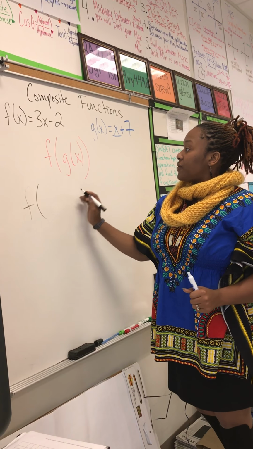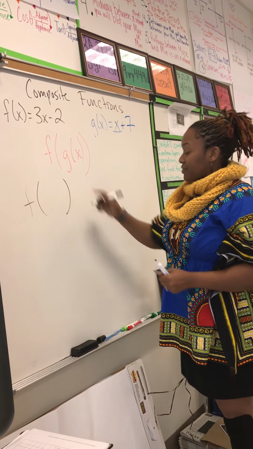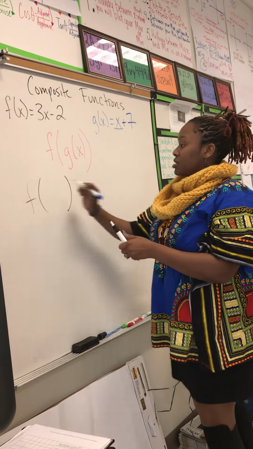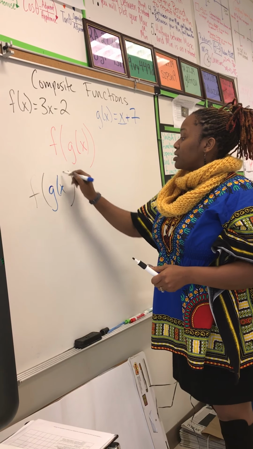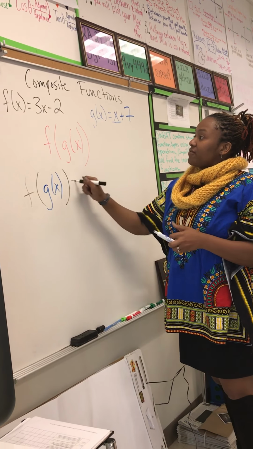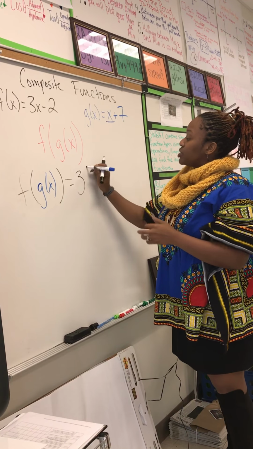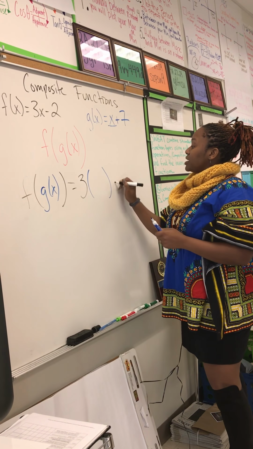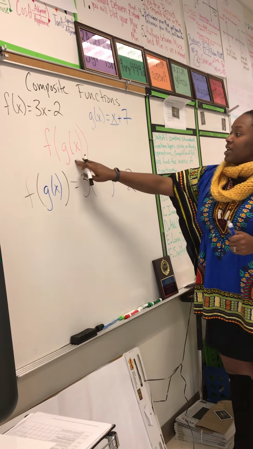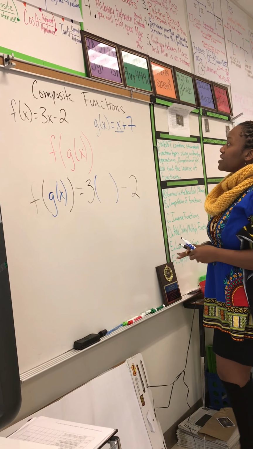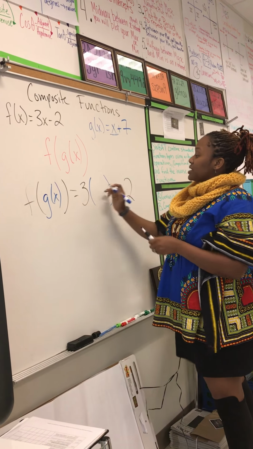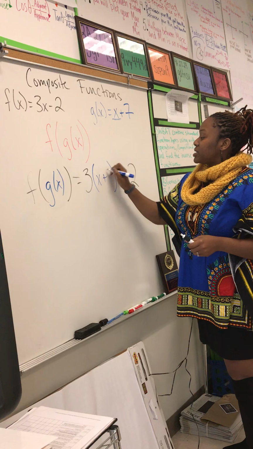F of, and inside of this is g of x. So if I set that function up, instead of writing x, I'm just going to write a parentheses in blue, minus 2. G of x is going inside of f of x. That's my input. So inside of this parentheses, I'm going to write x plus 7.